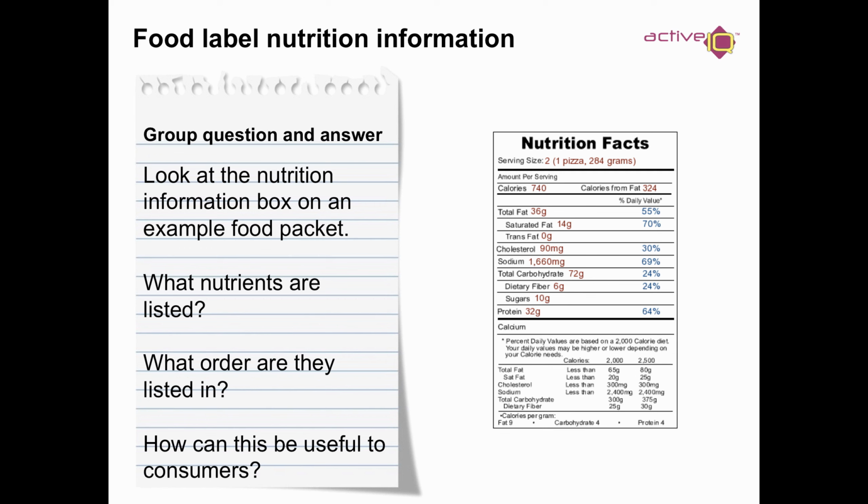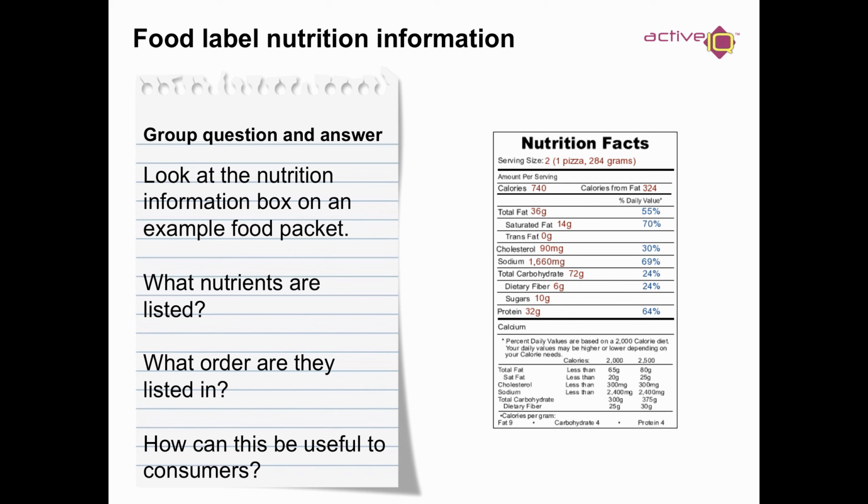Calories from fat, 324 calories are coming from the fat, which again is high. But let's work our way down the values so we can look at them in a bit more detail. We can see all of the nutrients. We have total fat, saturated fat, carbohydrate, and protein. You can also see that there's some calcium. What order are they listed in? Covered that off.